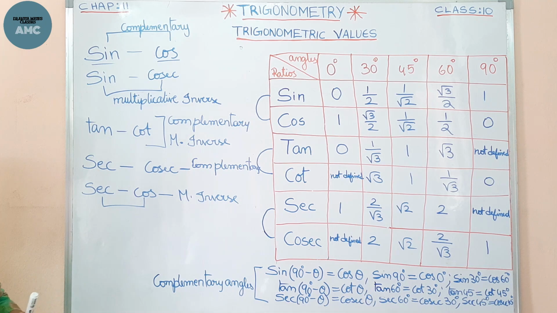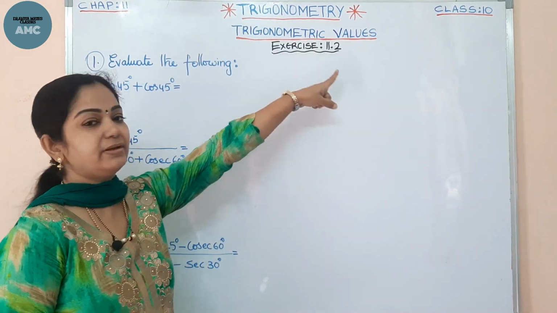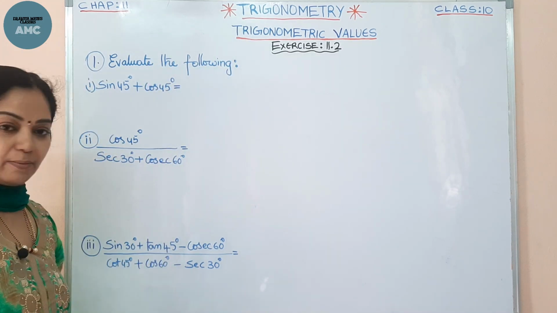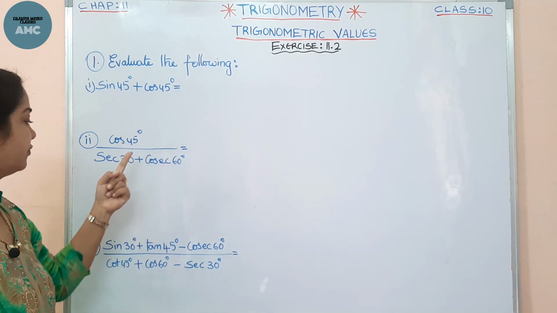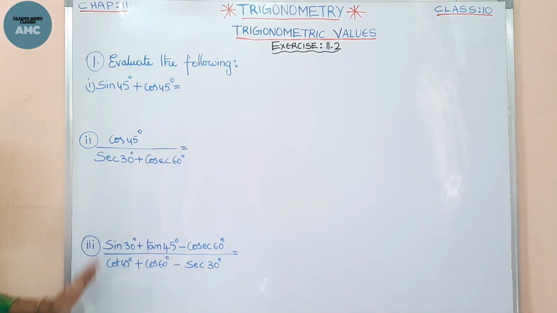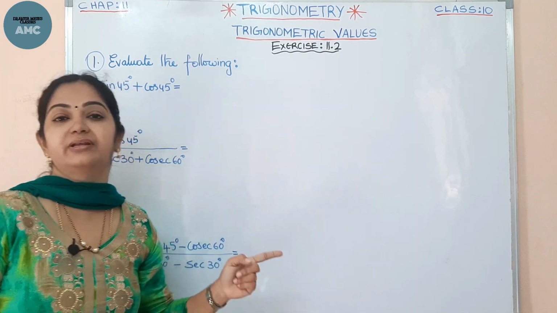So with this concept, we will quickly start the exercise problems. Note it down. Now exercise 11.2, I have noted the 3 problems here. Evaluate the following: sine 45 plus cos 45, the second problem and the third problem. Now this is completely based on the values, so we have to be perfect in the values.